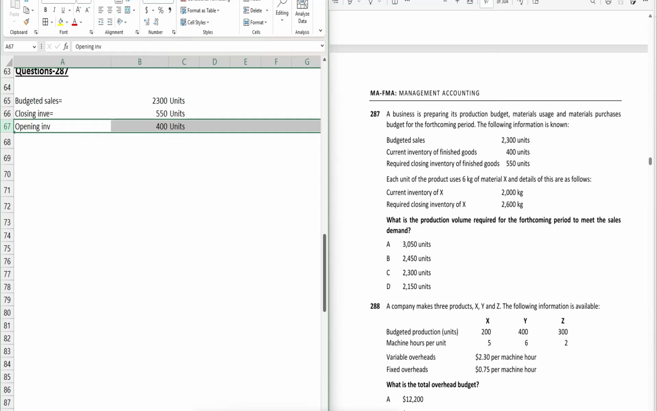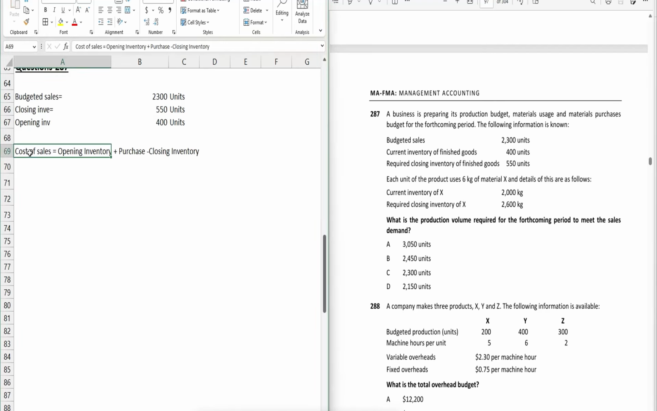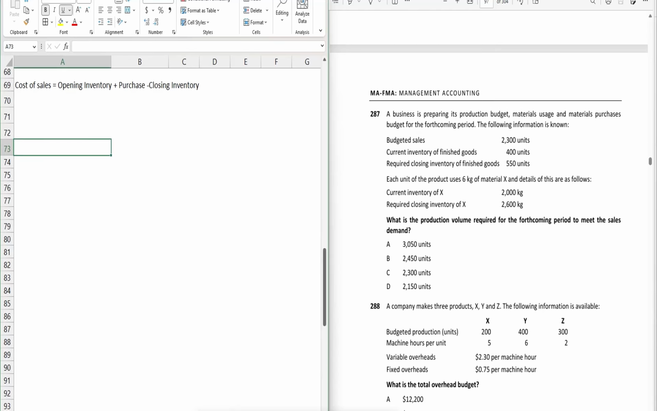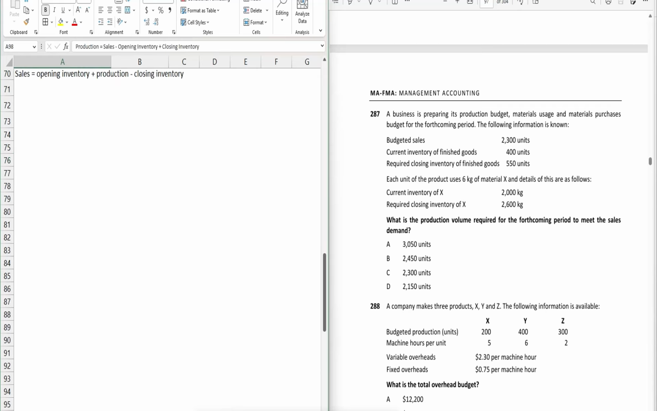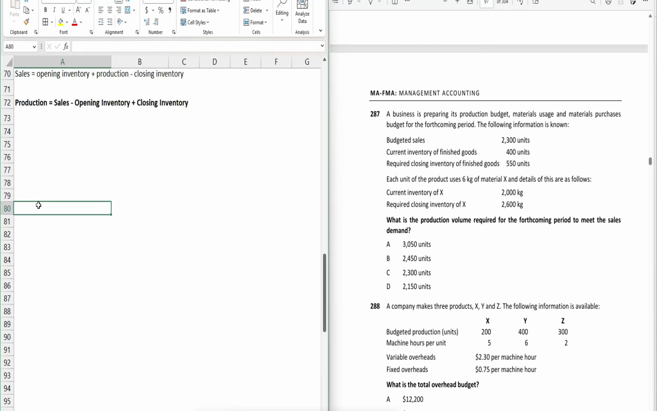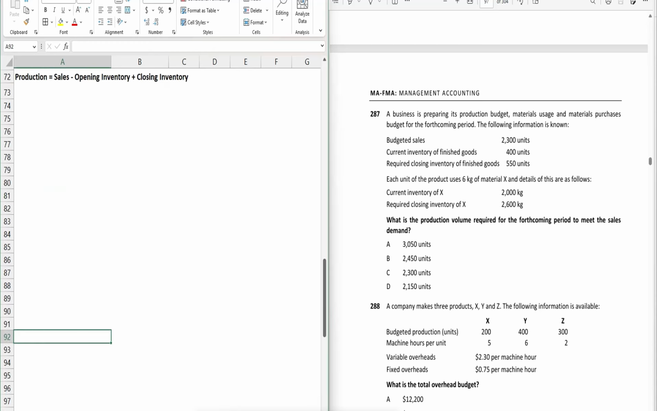Now in order to calculate the production volume, if you remember the formula from my previous video, let's do this again. You might know the formula of cost of sales, right? Now here cost of sales will be replaced by sales and purchases will be replaced by production, and the rest of the things will be as is. Now we will arrange this equation to find the production formula, and here it is. Now we will apply this formula to the above data to calculate the production figures.